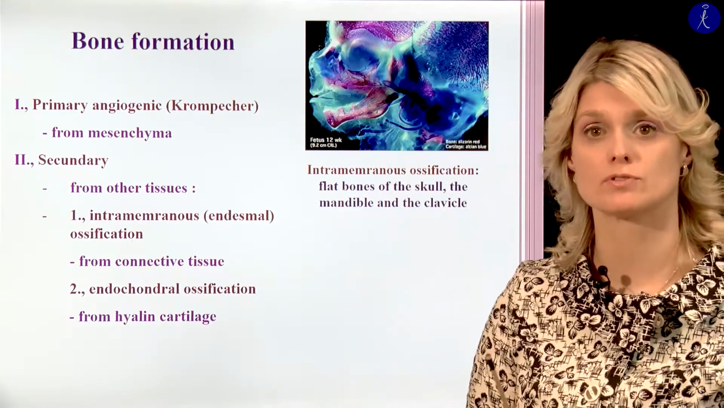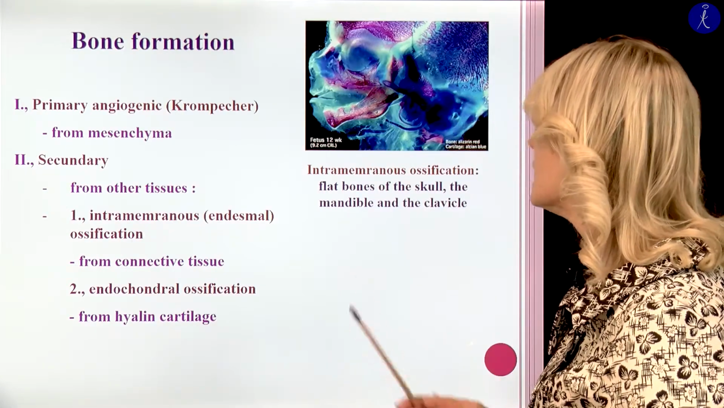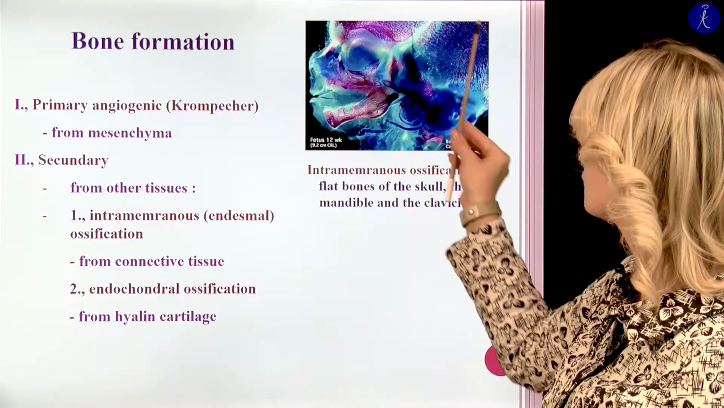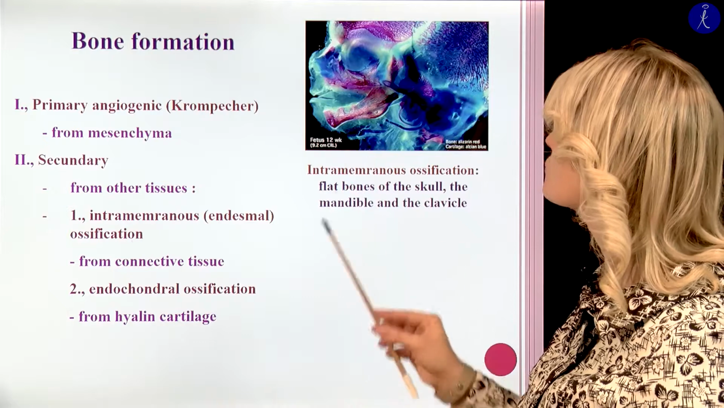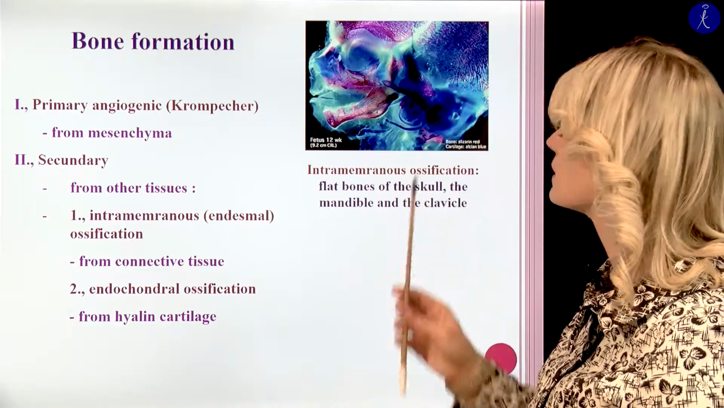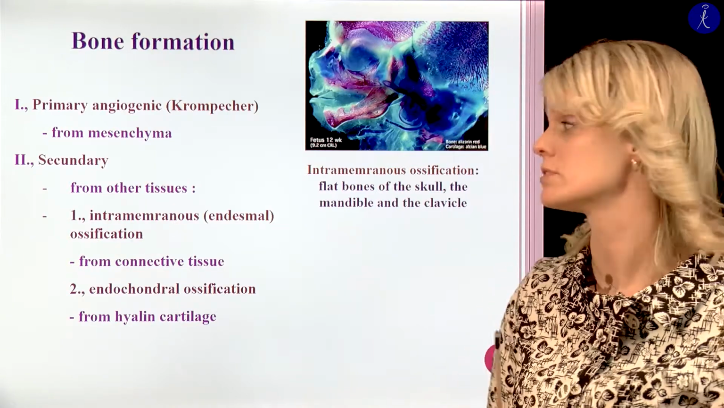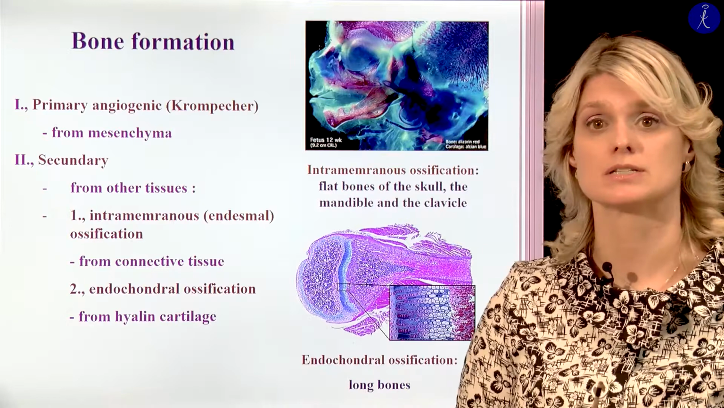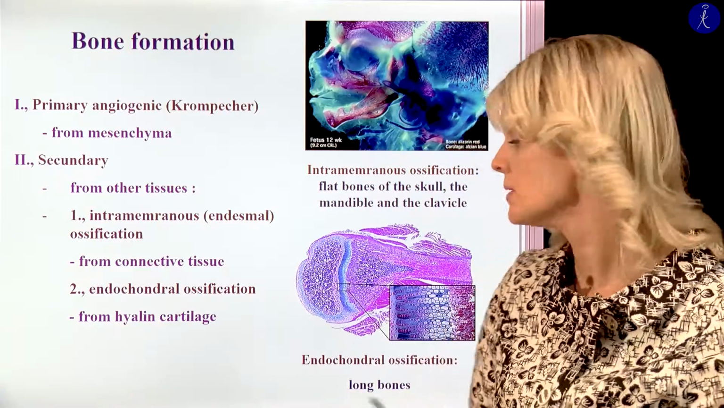So the bones of the skull are ossified by intramembranous ossification, and so are the mandible and the clavicle. Here you can see a picture of the skull of a baby or a fetus. These pinkish parts are the developing flat bones of the skull. And endochondral ossification is characteristic of the growth of the long bones.